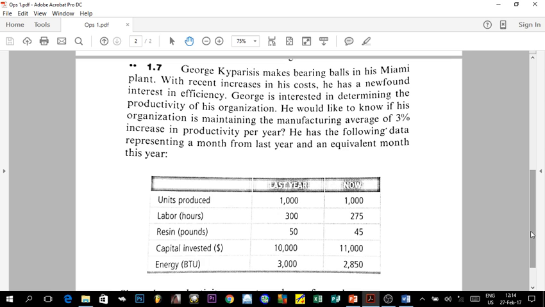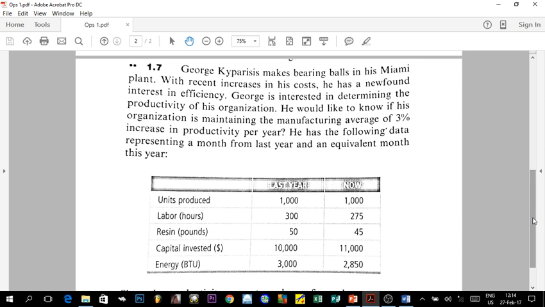With recent increases in his cost, he has a newfound interest in efficiency. George is interested in determining the productivity of his organization. He would like to know if his organization is making the manufacturing average of 3% increase in productivity per year. He has the following data representing the amount from the last year and an equivalent month of this year.